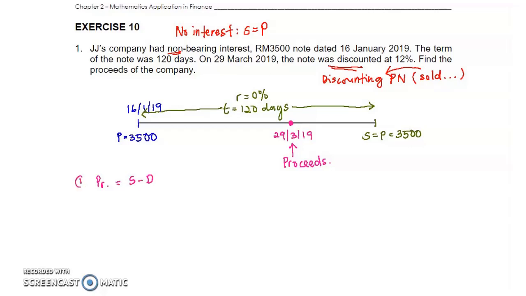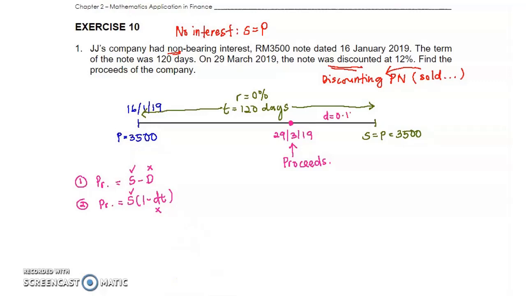Check. We want to find proceeds. We have S but we don't have D. Or if you use the second formula of proceeds, substituting D equal to SDT, proceeds equal to S(1 minus DT). Check each value. We have value S here. For D, we don't have info yet, right? The discount rate here is 12%, so you put 12%.